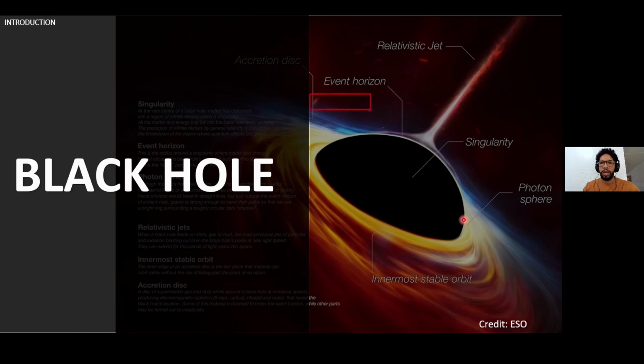The other part that I'd like to highlight is the singularity, which is covered by the event horizon when we are talking about the standard black hole solutions. At the singularity, we lose predictability, and then physics breaks down. So the singularity poses a challenge to the theory of general relativity.